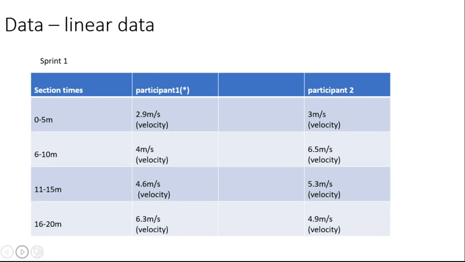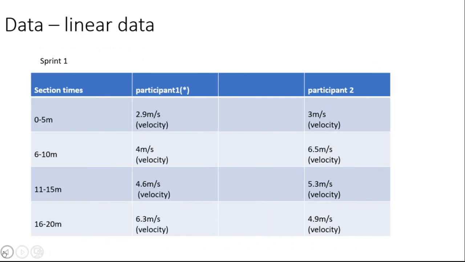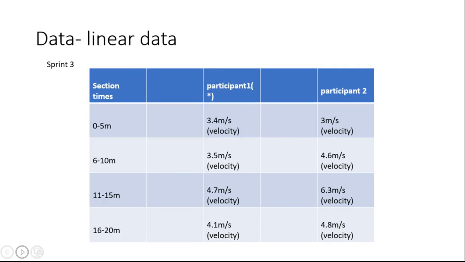Also, it's not just about being fast at the start of the game. You need to be able to maintain this all the way through the game. And as you can see from the data, participant 1's first sprint is a lot faster than their last sprint. So they have fatigued. So I would suggest, again, them working on their velocity, so speed training.